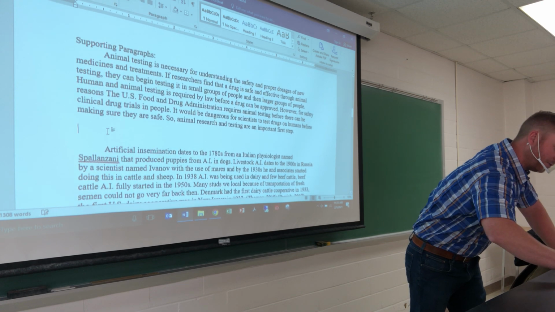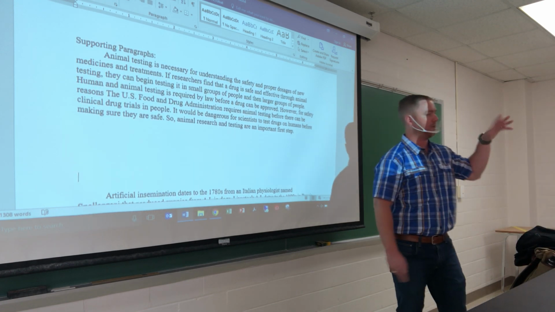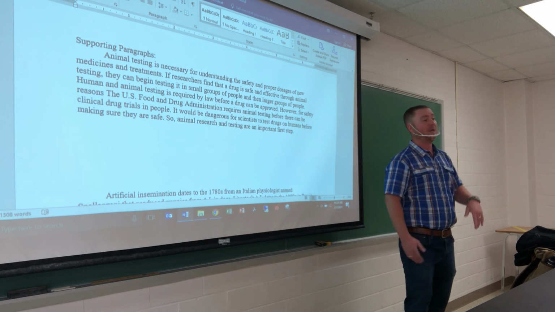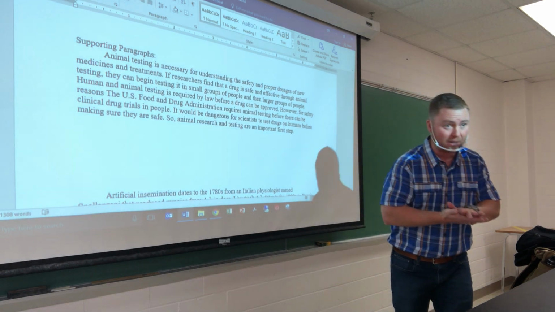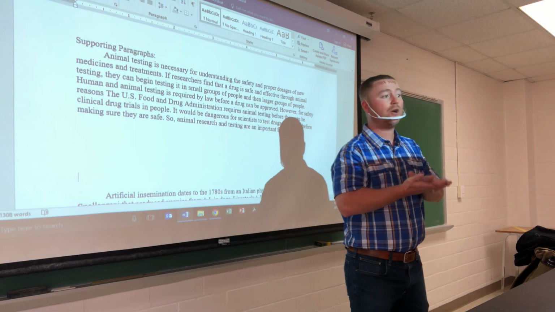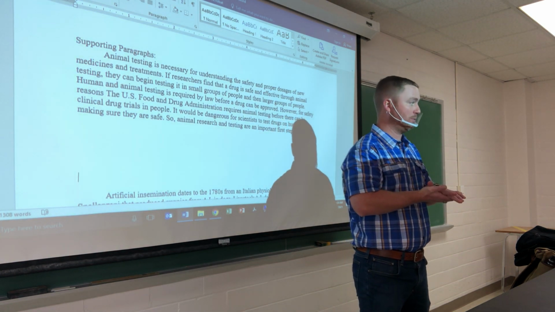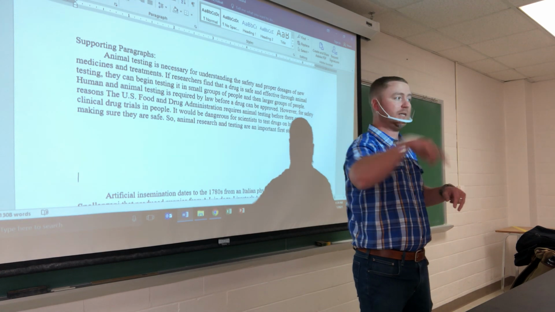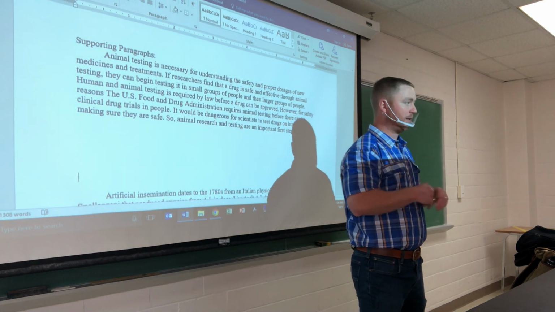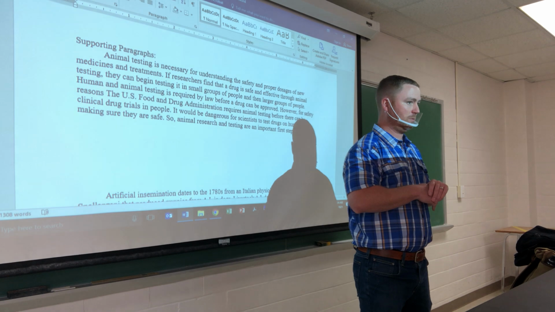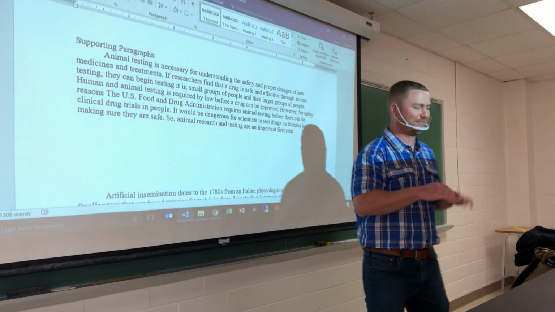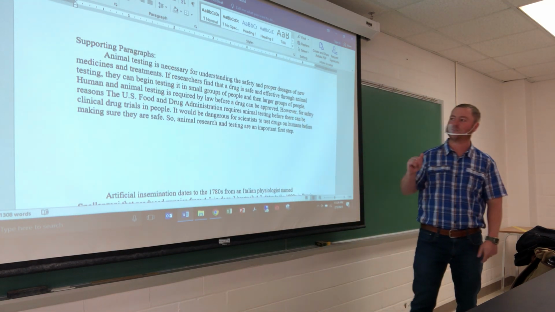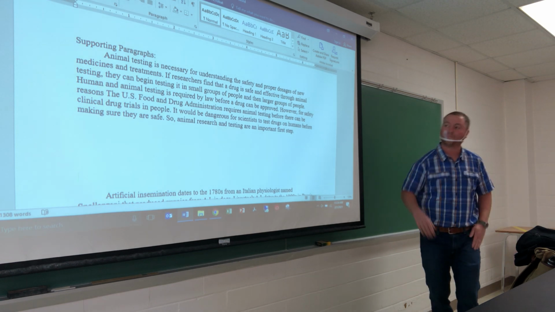Now we're moving into supporting paragraphs. So after your introduction, you introduce the topic, and by the end of the first paragraph, I should know what you are trying to persuade me to do. Not all the proof is there, but if you're trying to tell me that I need to eat meat, I should know that at the end of the first paragraph. Cool? Okay. Not everybody understands that, right? Or they just forget. Okay, read down.